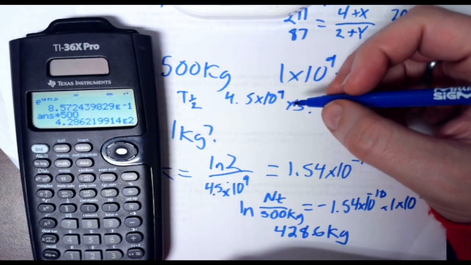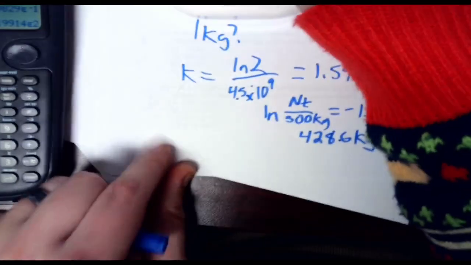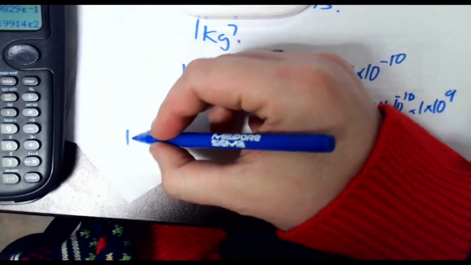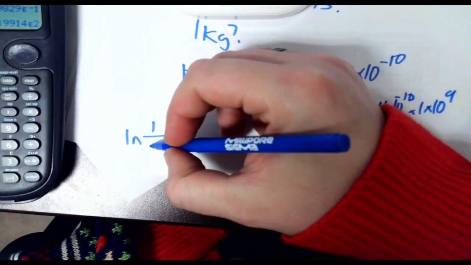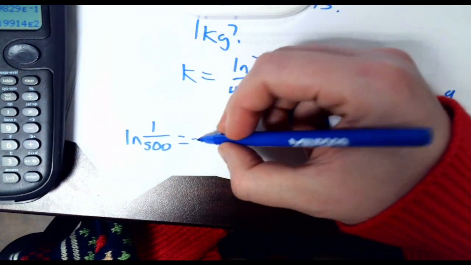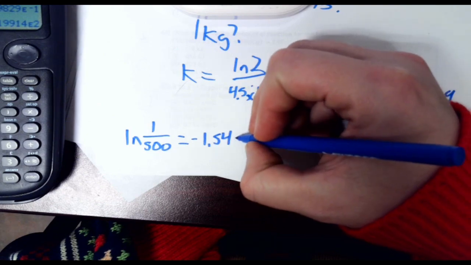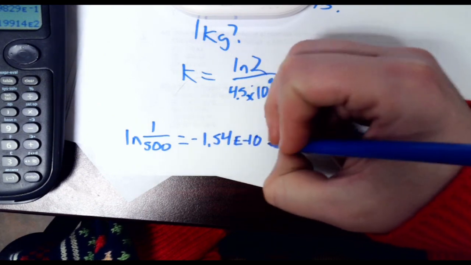How long would it take to get to 1 kilogram? So let's redo the math. We still got our K. So ln of 1 over 500 equals negative 1.54 times 10 to the negative 10th times t.